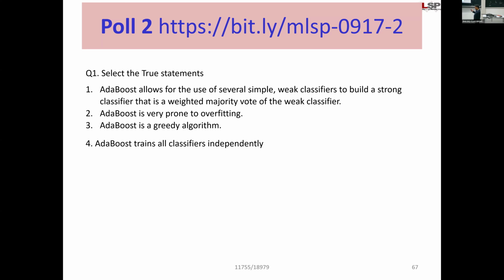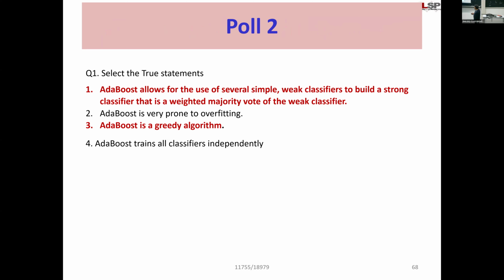And the fourth. So AdaBoost allows for the use of several simple weak classifiers to build a strong classifier. That's a weighted majority vote over the weak classifiers. It's not prone to overfitting, amazingly enough, right? This is a shocker. You would never have believed this of any algorithm, that I can throw in a million more parameters and it's only going to get better. And it does overfit, but it's much more robust to overfitting than standard algorithms.